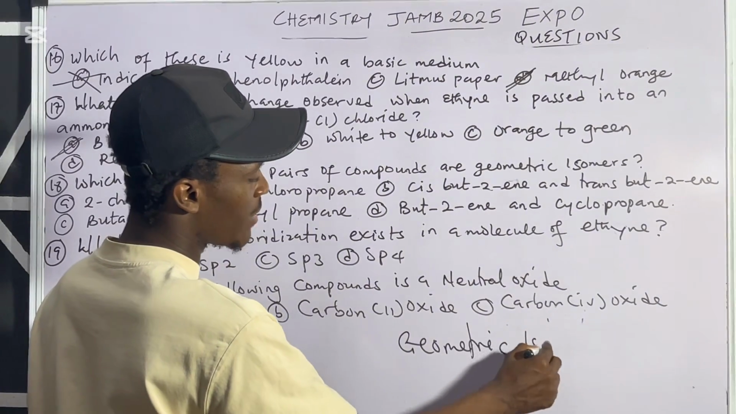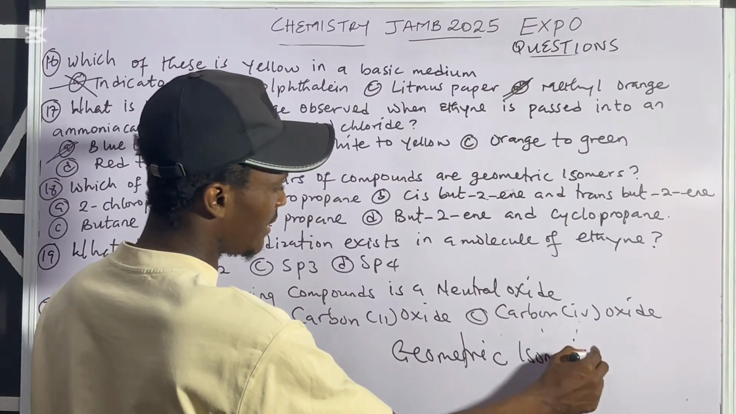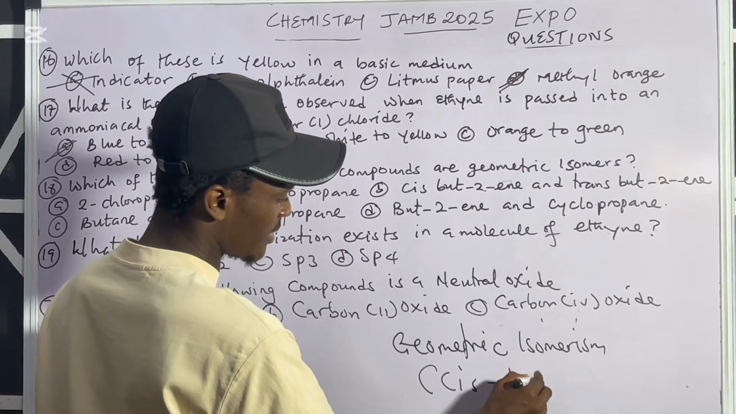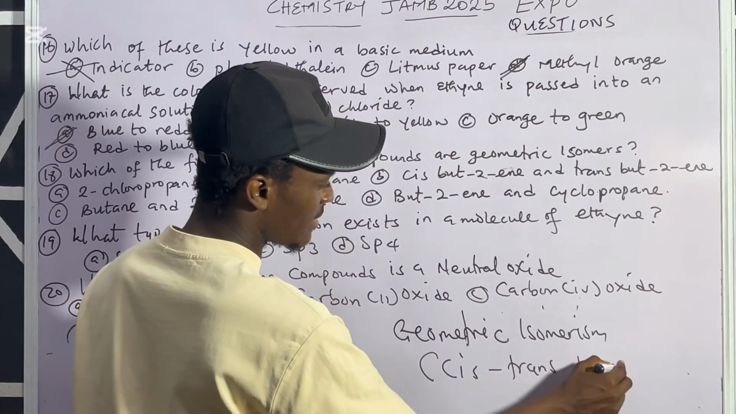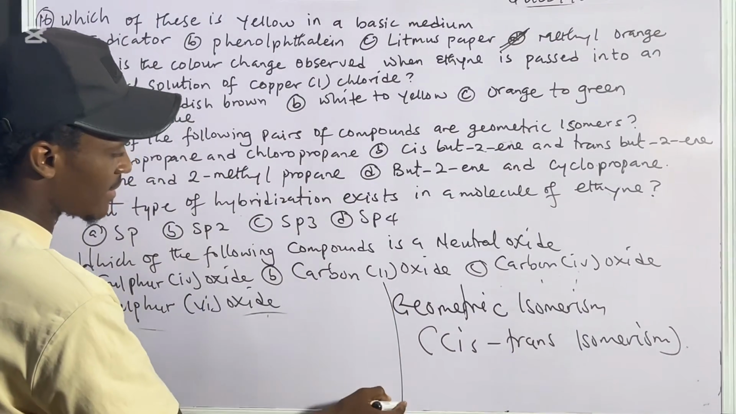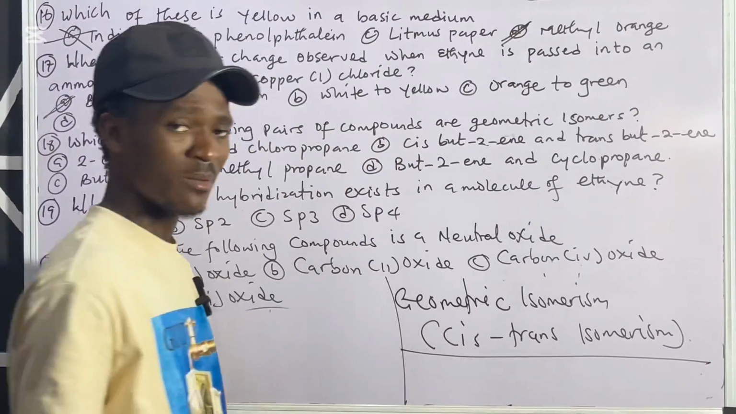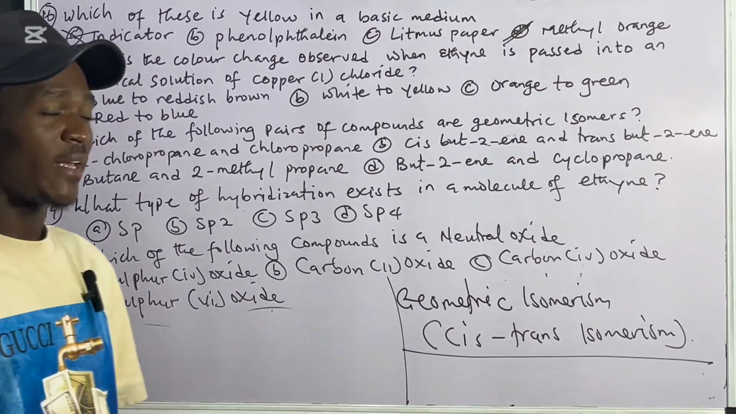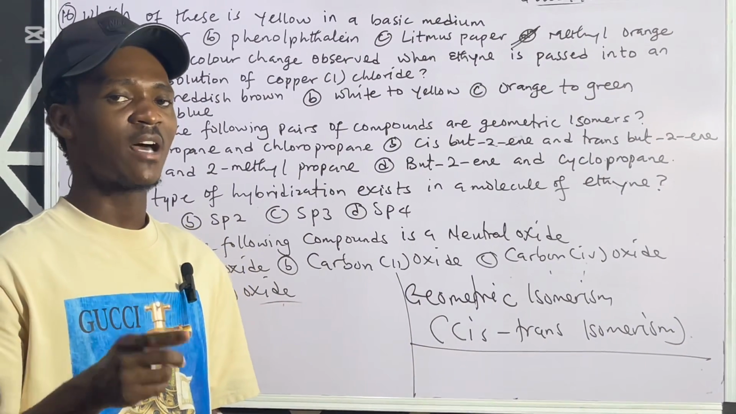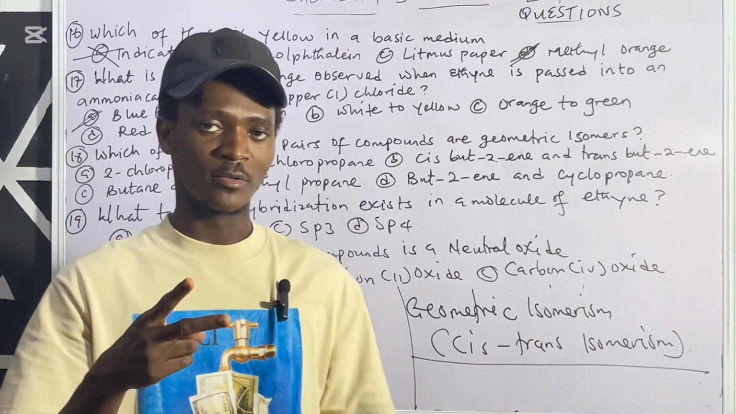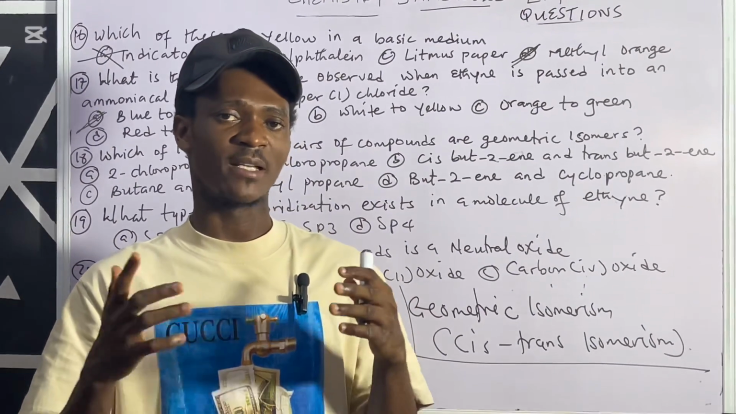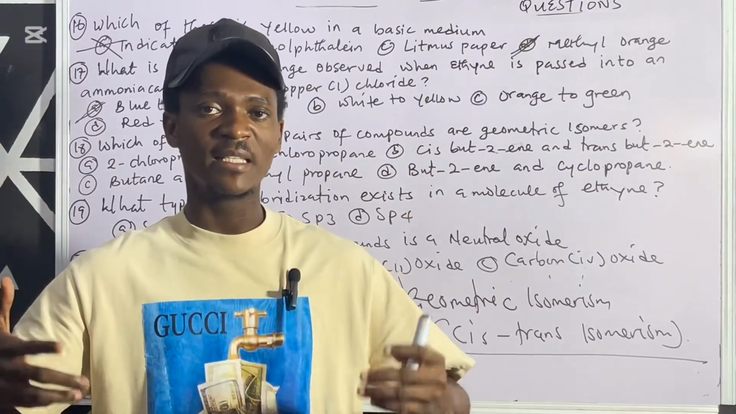Another name for geometric isomerism is cis-trans isomerism. That's another name for geometric isomerism. Then what does this entail? What's it all about? For a compound to exhibit cis-trans isomerism, firstly, that compound must possess double bonds. That's one. Then secondly, the carbon atoms that are connected by the double bonds must contain the same group.